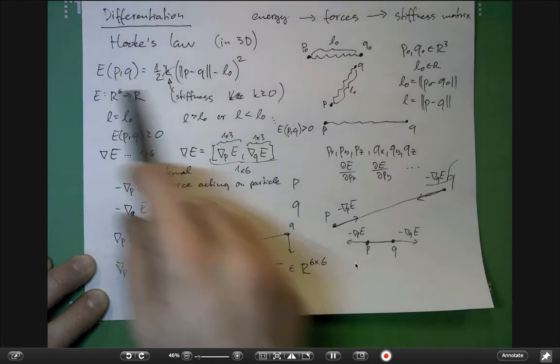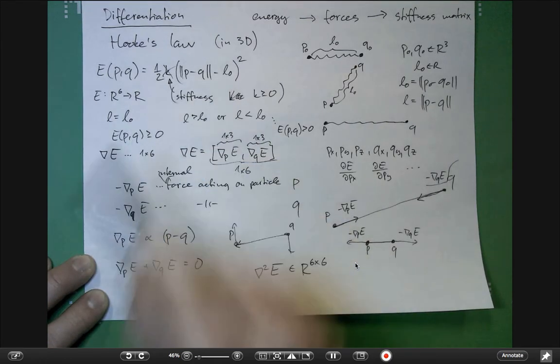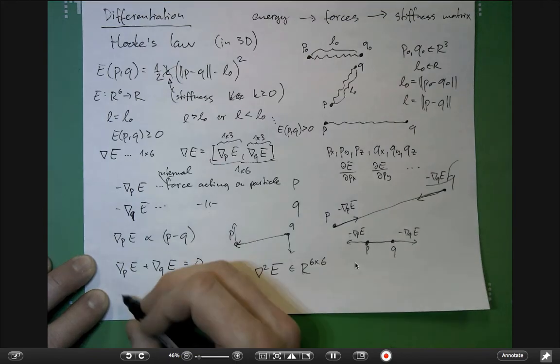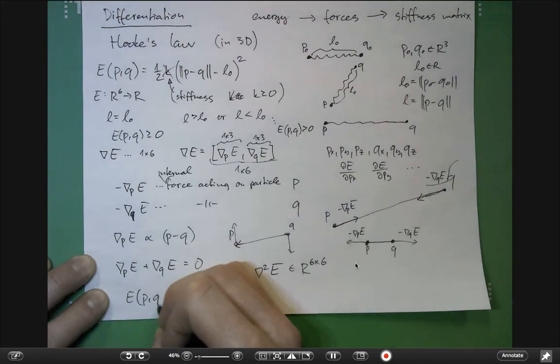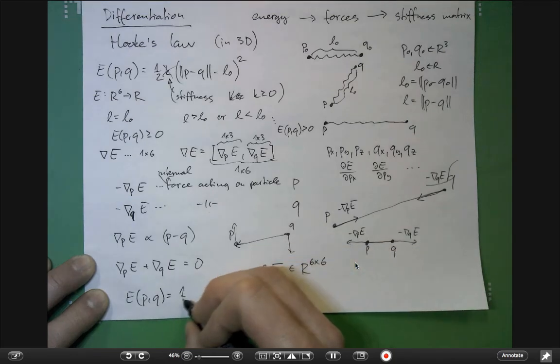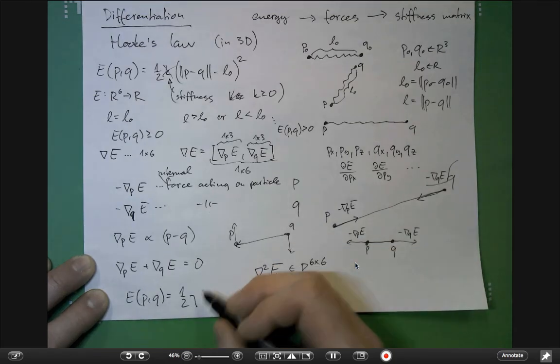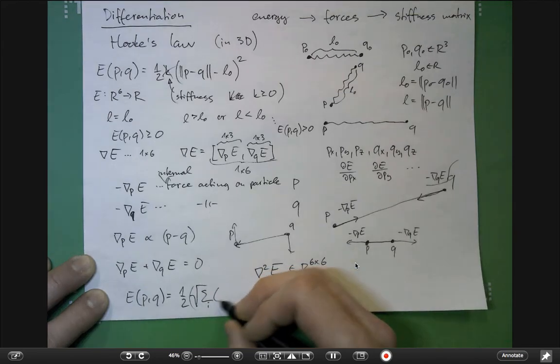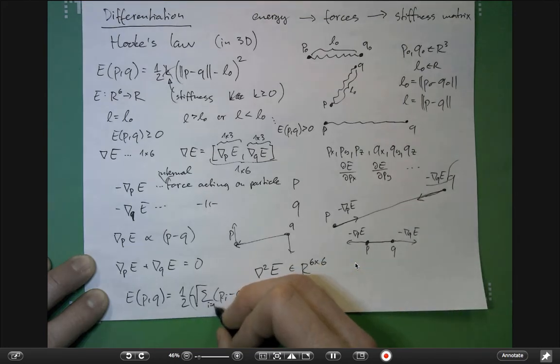So how do you compute a derivative of something like this? I guess the most obvious possibility would be just write it using coordinates, right? So what I could do would be to just do this, not too fast. So I would just say this is p_i minus q_i. This is indexing the coordinates x, y, z, so from 1, 2, 3.